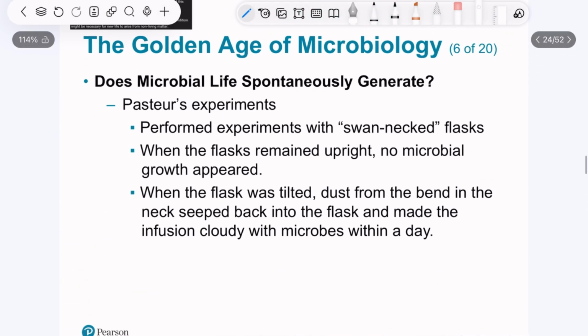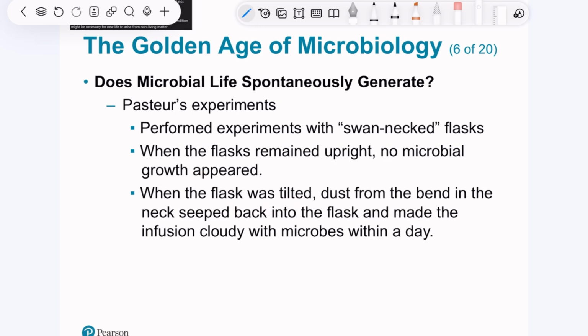So, in other words, when the flask remained upright, no microbial growth appeared. But when the flask was tilted, dust from the bend in the neck seeped into the body of the flask and made the infusion cloudy with microbes within a day.